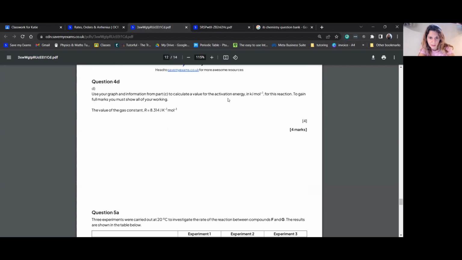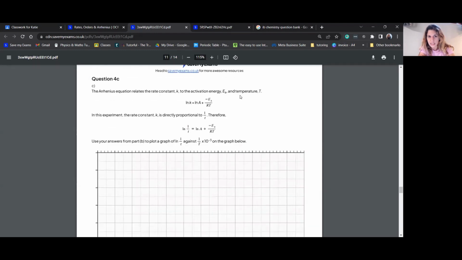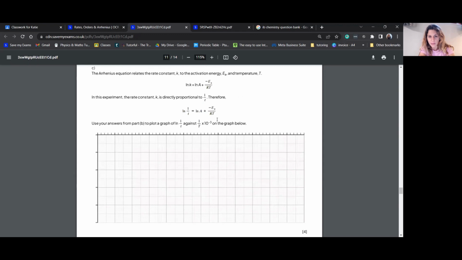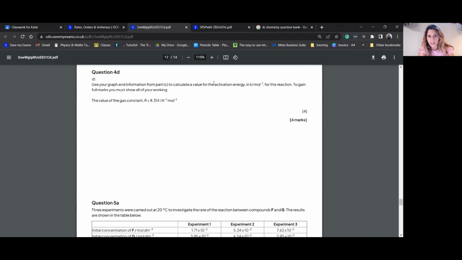And normally the other type of question would be, using the graph, calculate the value of activation energy in kilojoules per mole. So this is another very common question. It could take different forms, but this is what I mean by using the linear equation with the graph, and then you would normally need to calculate the gradient to find a specific value. So that's another exercise worth trying.